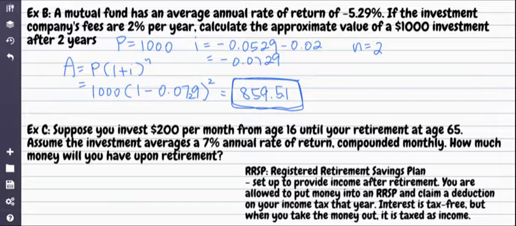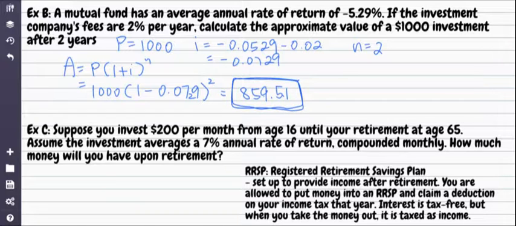In example C, it says, suppose you invest $200 per month from age 16 until your retirement at age 65. Assume the investment averages a 7% annual rate of return compounded monthly. How much will you have upon retirement? So you're putting $200 per month. That means you keep adding money and adding money and adding money.